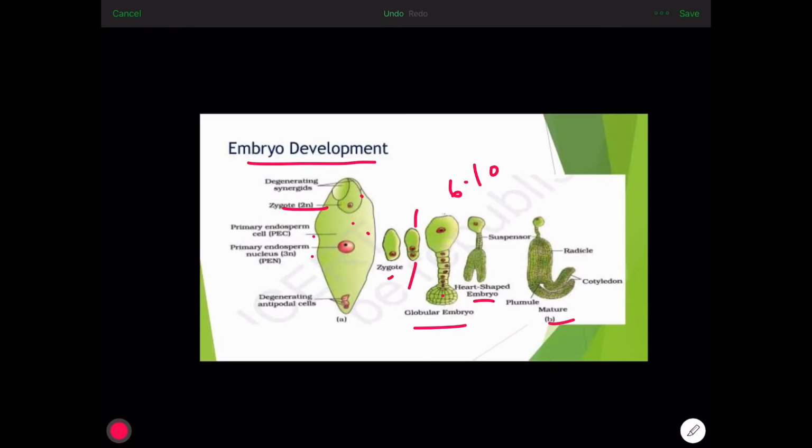Then a plumule develops. Plumule is shoot tip. Plumule develops between the two cotyledons. When heart-shaped embryo is formed, the center region grows into plumule, which is shoot tip, and the sides grow further to develop into cotyledons. And on this side, radicle develops, which gives rise to future root. This is how development of embryo takes place in angiosperms. So here we are doing development of dicot embryo.